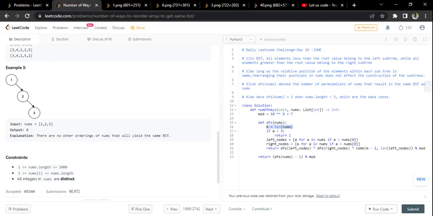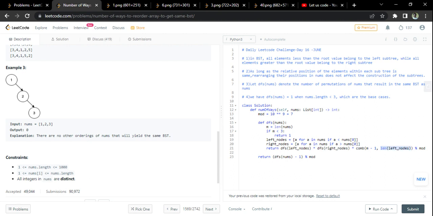Here they're doing the same thing. 4, that is the number of elements in nums - 1, C2. C is the combination; it's a Python function in this case. 2 is basically the length of the nodes which are less than 2, which is stored in left nodes. So that is the basic thing.